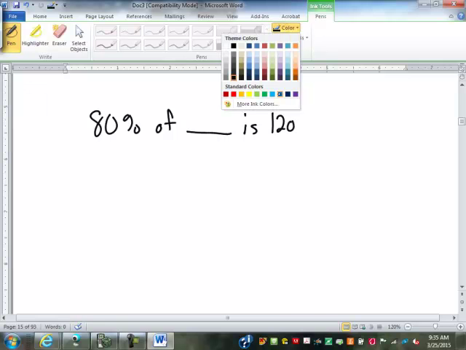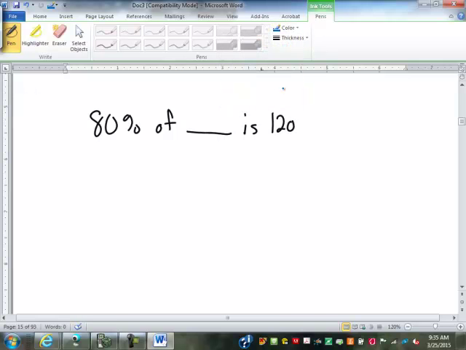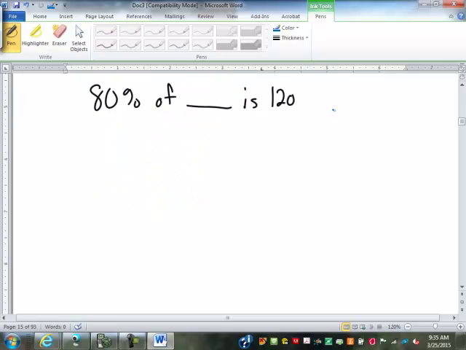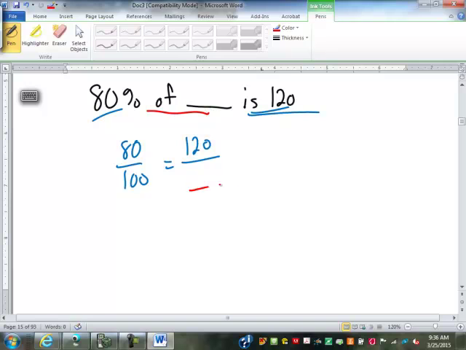How about this? 80% of blank is 120. Wait, you got 140 for the last one, right? Yeah. You know what? 80% of blank is 120. Tell me what to do. 80 over 100 is my percent. Okay, where's 120 go? 80% is 120, so 120 goes with the 80 on top. Out of blank means the blank goes on bottom.